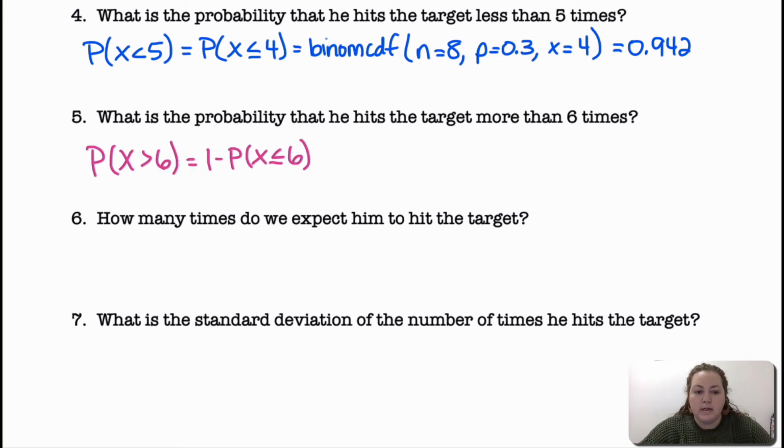What is the probability that he hits the target more than 6 times? So greater than 6 is 1 minus the probability that X is less than or equal to 6. Okay, so I'm going to find 6 and below, subtract that from 1 to get the greater than 6.